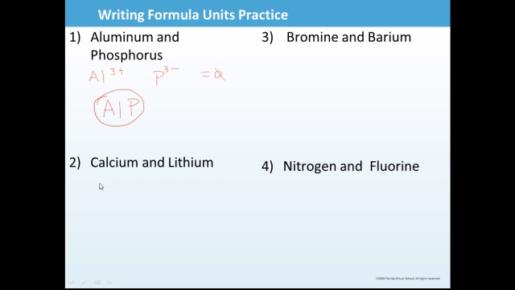Number 2, calcium. Calcium is on the left side of the periodic table. It has a +2 charge. Lithium is on the left side of the periodic table. We have a plus charge. So what do?